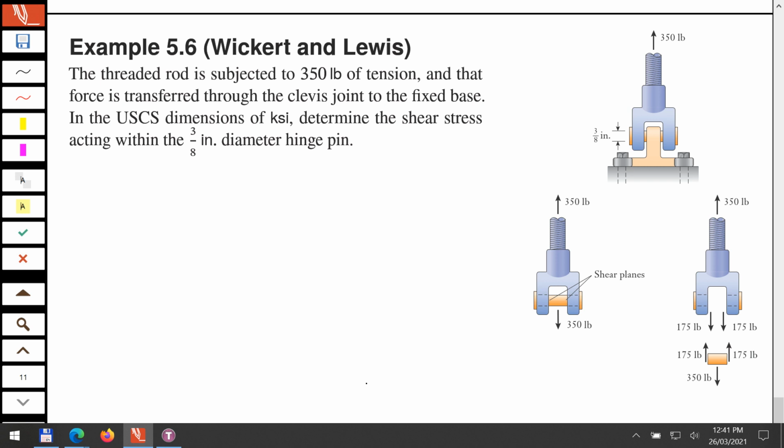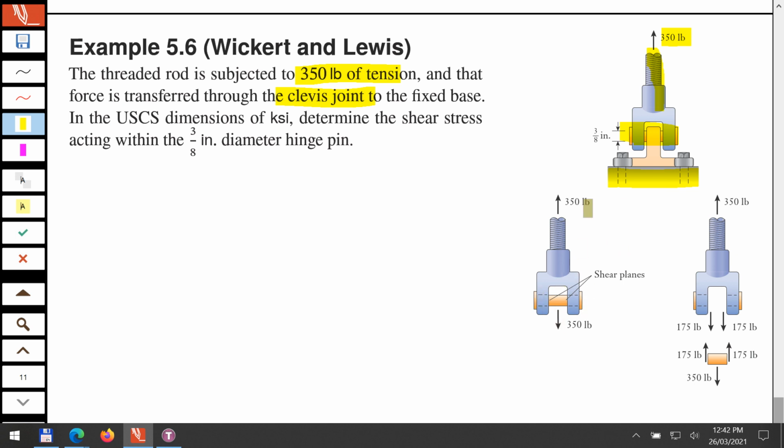This is, I think, the last example. And that is you have a threaded rod, this one, and it has to support a tensile load of 350 pounds. And because this whole structure is connected to the support by this pin, तो ये जो पिन है इसको वैसे कहते हैं clevis joint. ठीक, clevis joint.